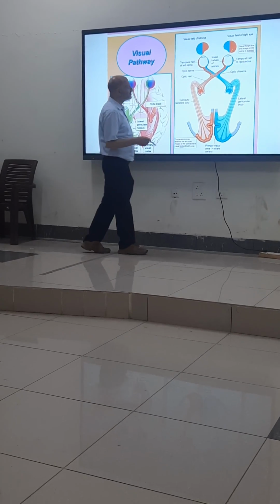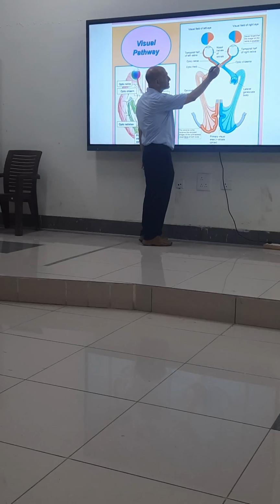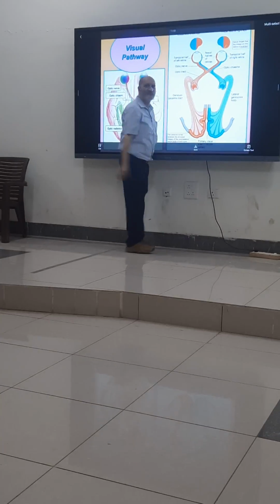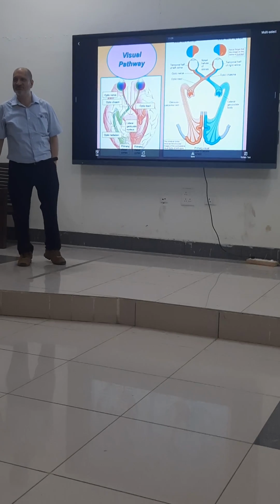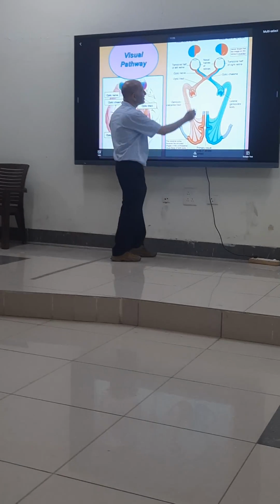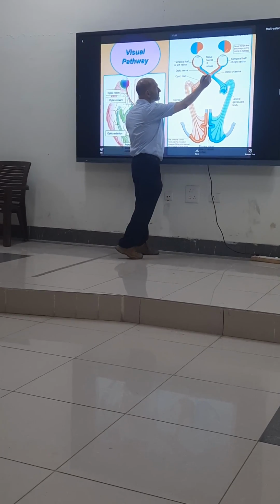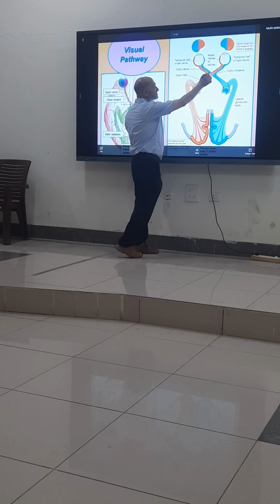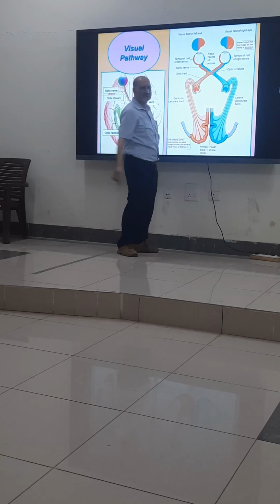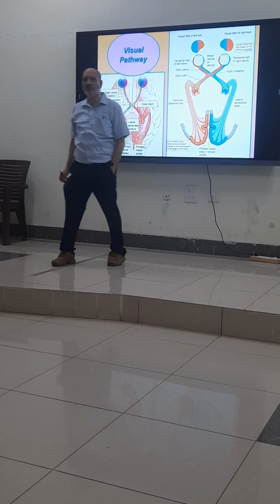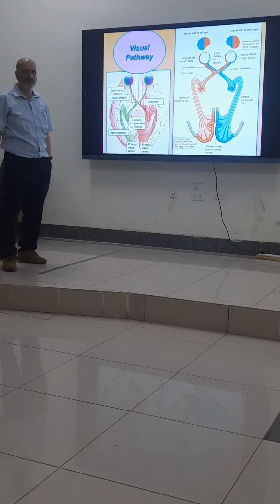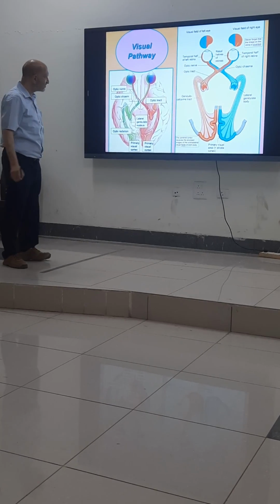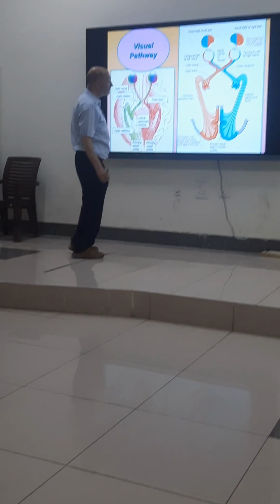So this one here is called Meyer's group. The lower fibers here, they bend like this. That's called Meyer's group. This one more is also called Meyer's group.